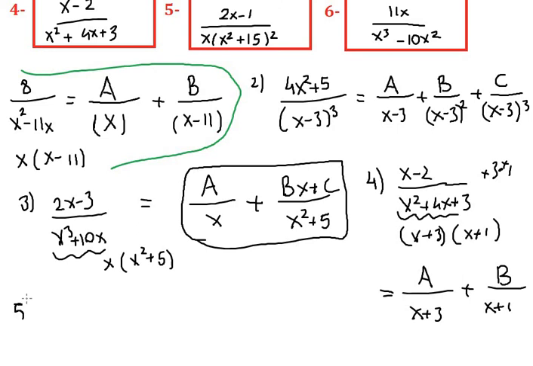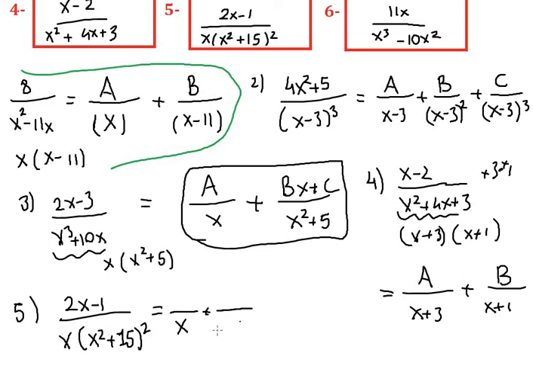Question number 5. We have 2x minus 1 all over x times x squared plus 15, squared. Here we have 3 factors: x and 2 times a repeating quadratic factor. So our first factor is x, our second factor is x squared plus 15, and our third factor is x squared plus 15 squared, a repeating quadratic factor.